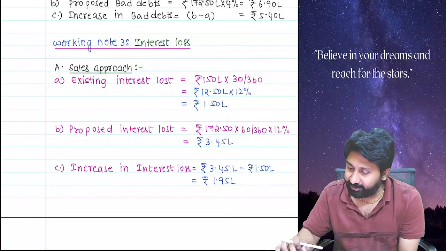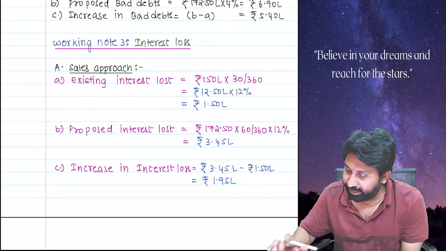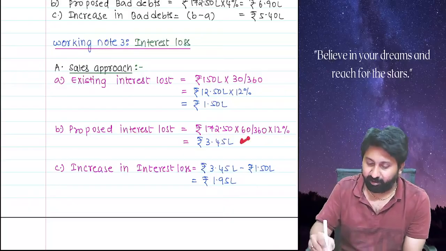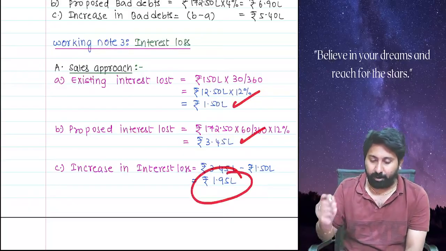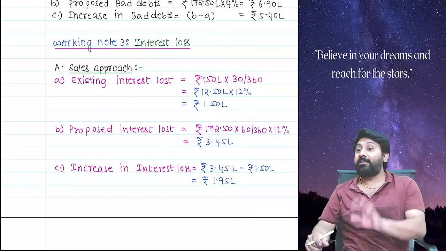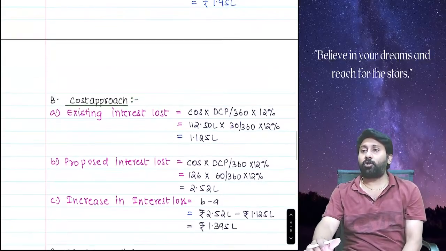Now you are increasing it to 60 days. So 172.5 into 60 days, money will be blocked, into 12%, 3.45. There is an increase of 1.95. Increase in interest loss by how much? 1.95. This is which approach? Sales approach.